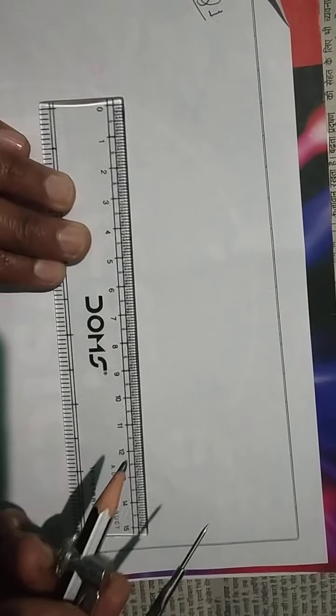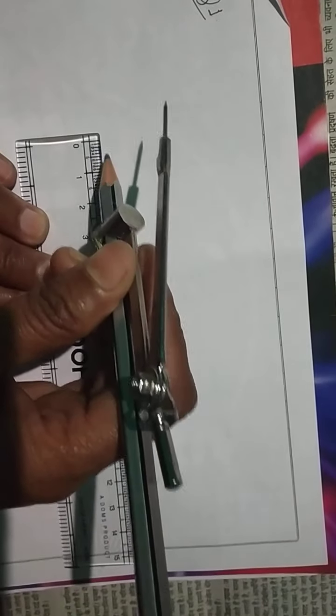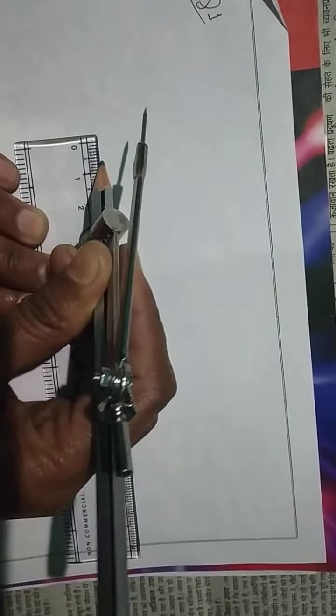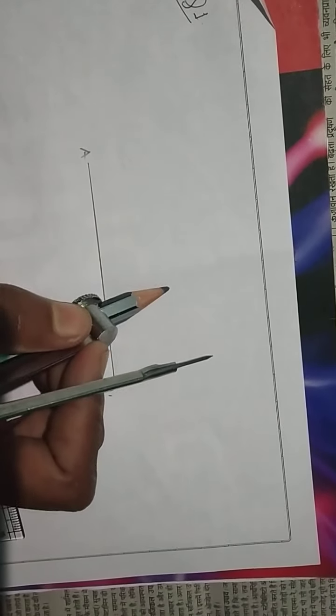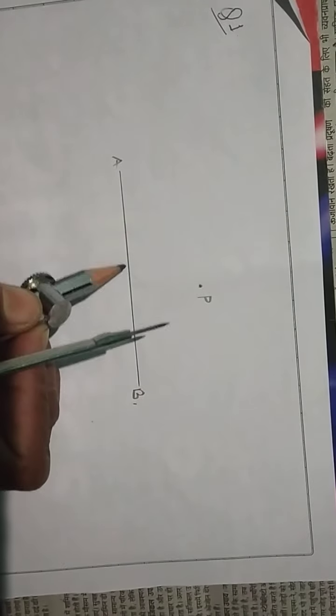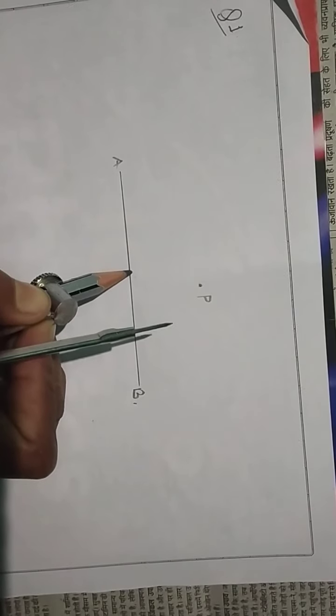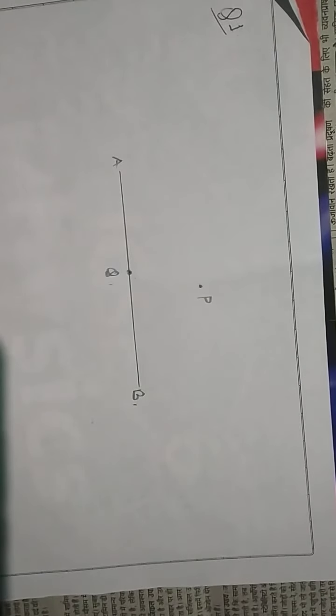So first of all we will take line AB. Suppose this is line AB. After that we will take any point P outside the line AB. So suppose I want to take the point P here. You can take it here also, anywhere, but it should not be on the line AB. It should be away from it, outside. So suppose this is point P, and we are also going to take any point Q on this line AB. So I am going to take it here, Q.